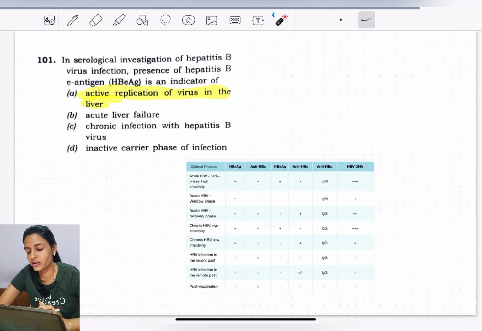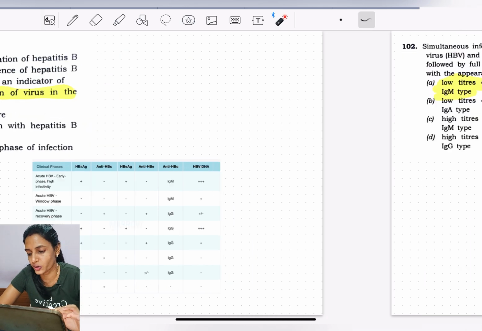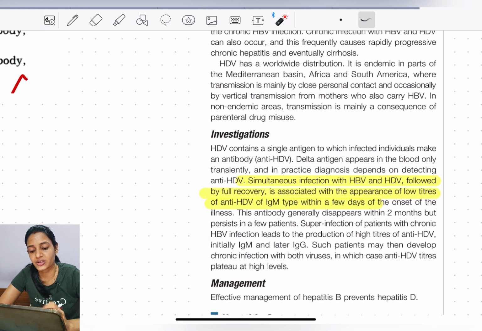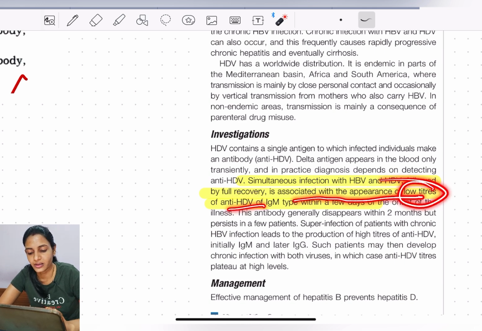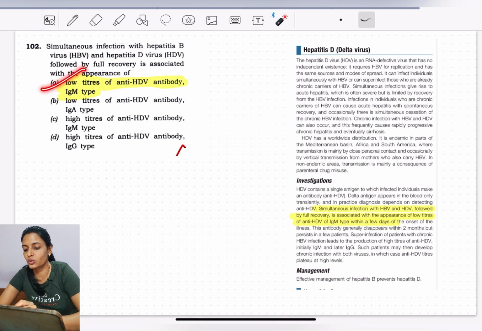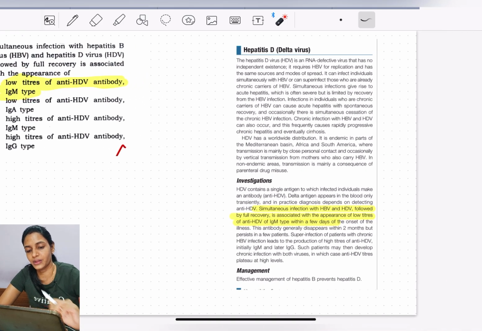Next, in serological investigation of hepatitis B, the presence of hepatitis B e antigen is an indicator of active replication of the virus, as we all know. Now they are saying that simultaneous infection with hepatitis B and D followed by full recovery is associated with the appearance of low titers of anti-HBc of IgM type. So the answer for this is low titer of anti-HBc IgM type.